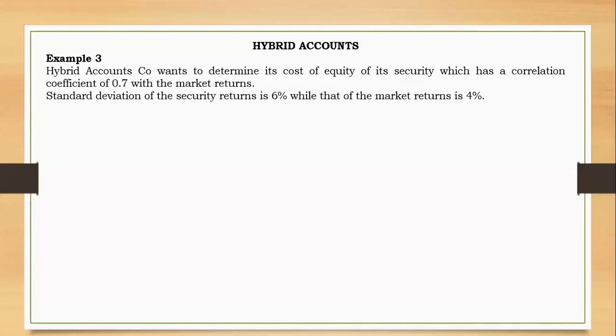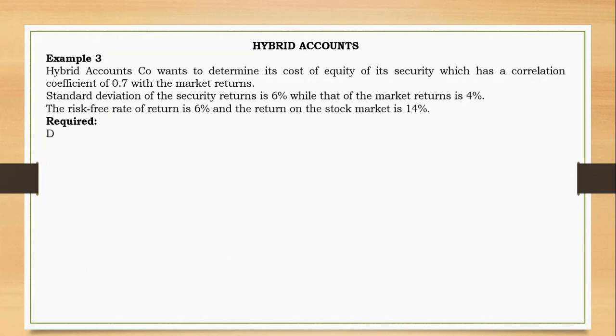So the standard deviation of market returns is 4%. Then the risk-free rate of return is 6%, and the return on the stock market is 14%. Required: determine the cost of equity. How do you obtain that? So just go to the solution here, and this is the formula.